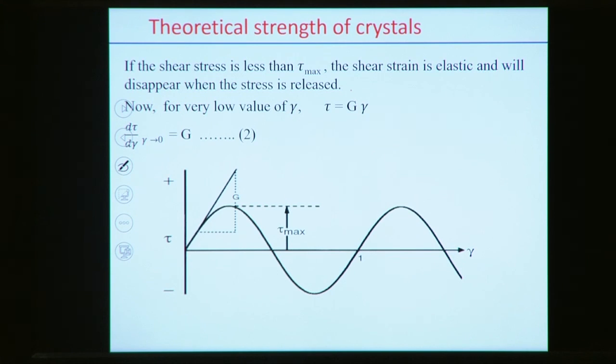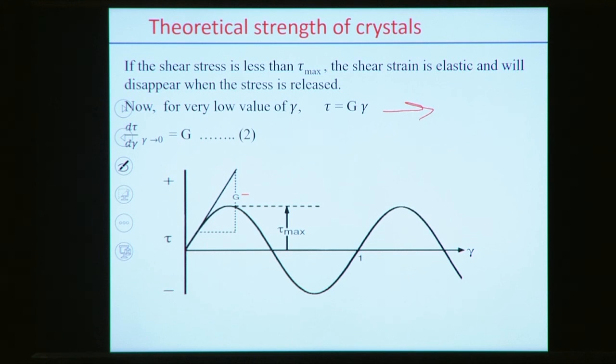If you graphically represent this, shear stress versus shear strain, it's like that. So it reaches some maximum value. The initial slope actually represents the shear modulus G. So it varies in this way. Now, if the shear stress is less than the maximum, the shear strain is elastic and will disappear when the shear stress is released. For very low values of shear strain, we can say tau, the shear stress, equals G into shear strain.